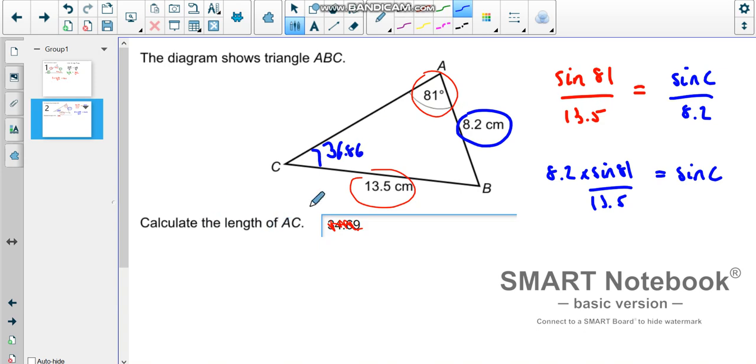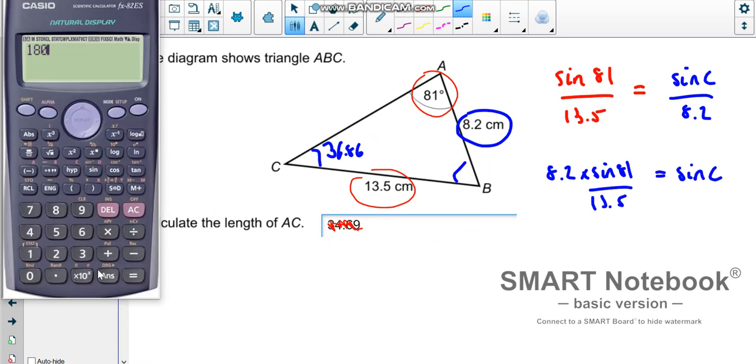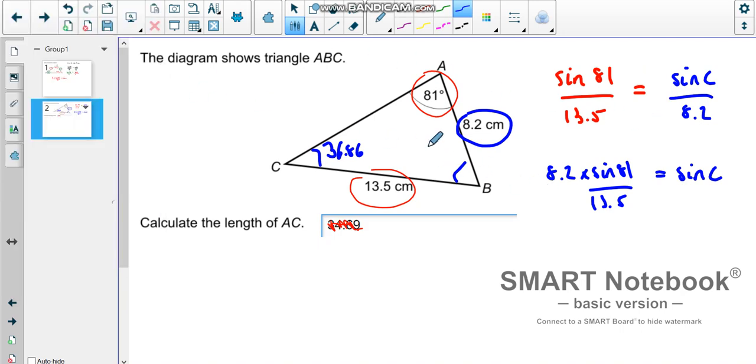So we still haven't got the length, but what can we find next? A little bit like the last example, we can now find the third angle. So do 180 minus the answer minus 81, which gives us 62 point, let's call it 14. I won't scrap my calculator display there because I'll use that later on. So now, taking a different color, we want to find AC, this one.